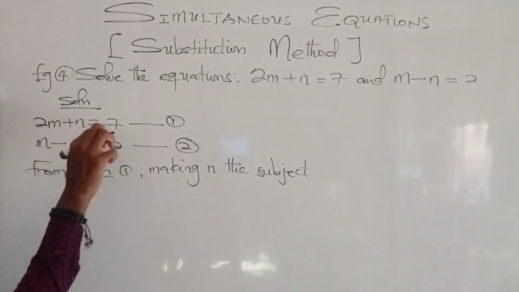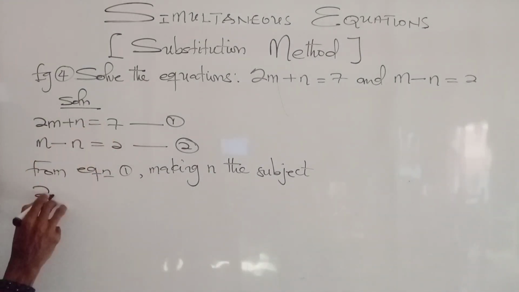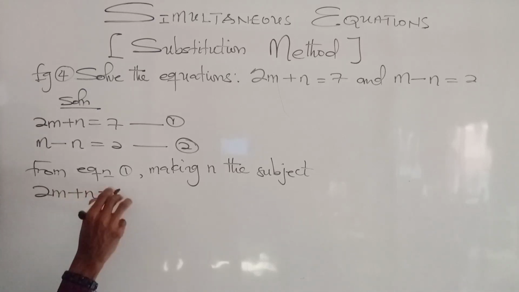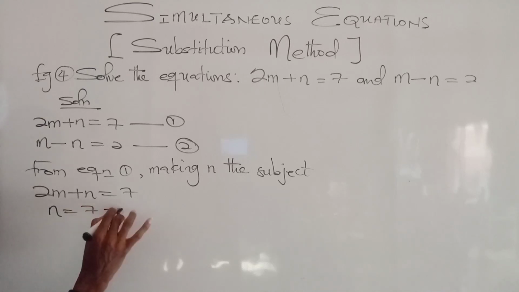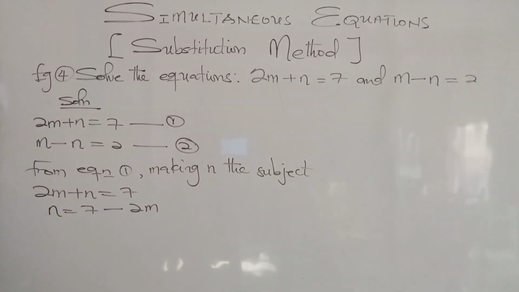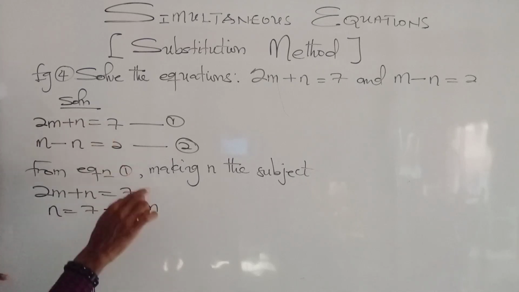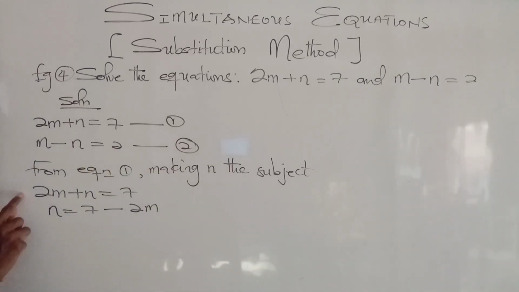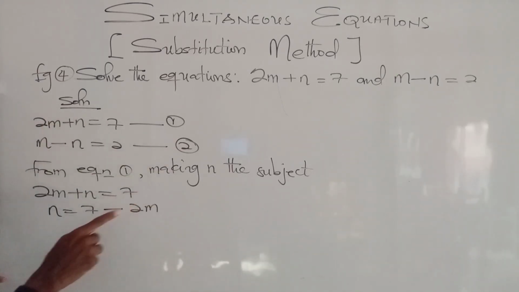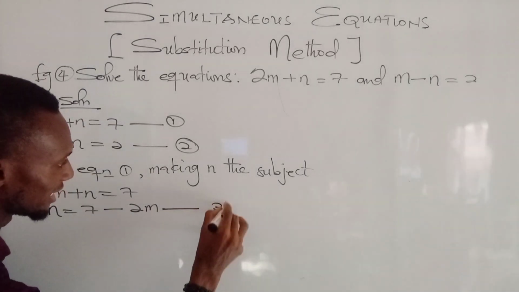So I'm going to repeat equation 1, which is 2m plus n equals 7, and I'm making n the subject, so my n will be equal to 7 minus 2m. So I've made n the subject from equation 1. This 2m is positive, it will cross the equal sign to join the 7. When anything crosses the equal sign, the sign it has changes. It's positive 2m here, and when it crosses the equal sign, it becomes negative 2m. Then I'll label it as equation 3.